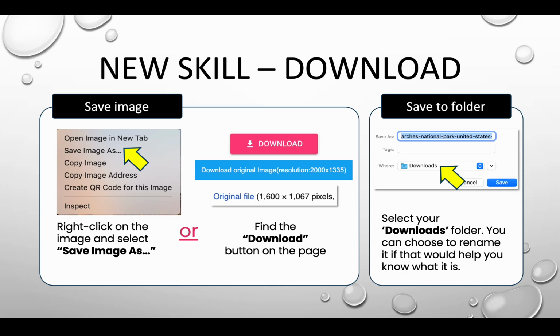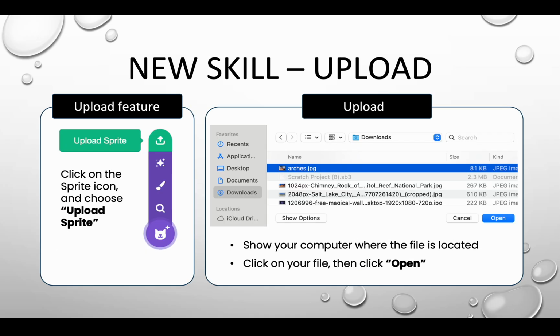Now, our next step that we are doing is uploading them as a sprite in Scratch. To upload, I'm going to go to my sprite icon. I'm going to choose the top one that says Upload Sprite, and then I'm going to choose my photos. I'm going to click on it and hit Open, and it will load as a sprite.